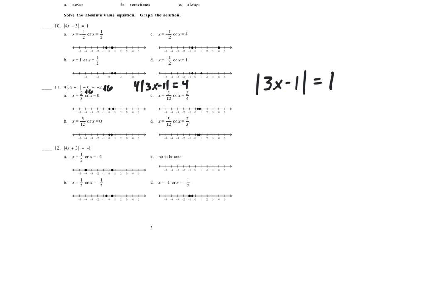Once we get the absolute value by itself, now we can set up the 2 equations. But you got to isolate the absolute value first. You got to get it by itself. And so then my 2 equations would be 3x minus 1 equals 1. 3x minus 1 equals negative 1. And from there, I think you guys should be good to go, and you can solve from there and get your 2 answers.